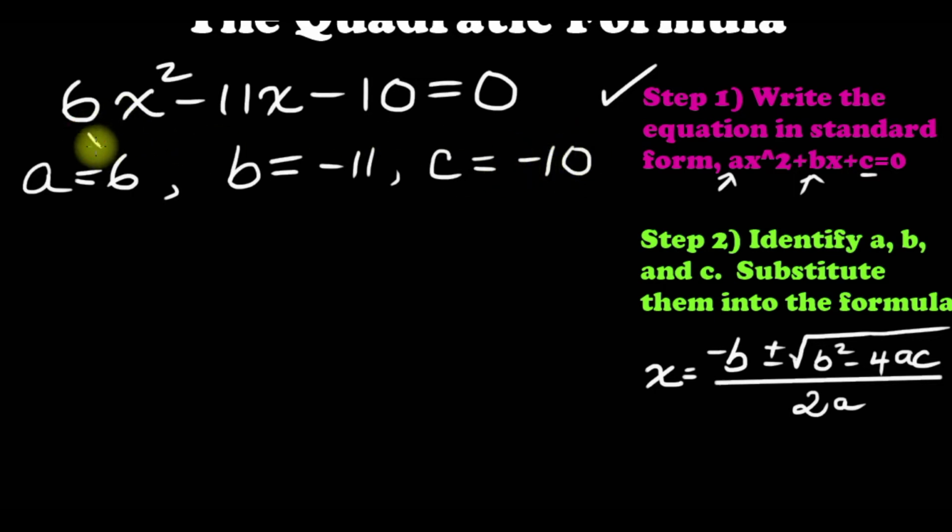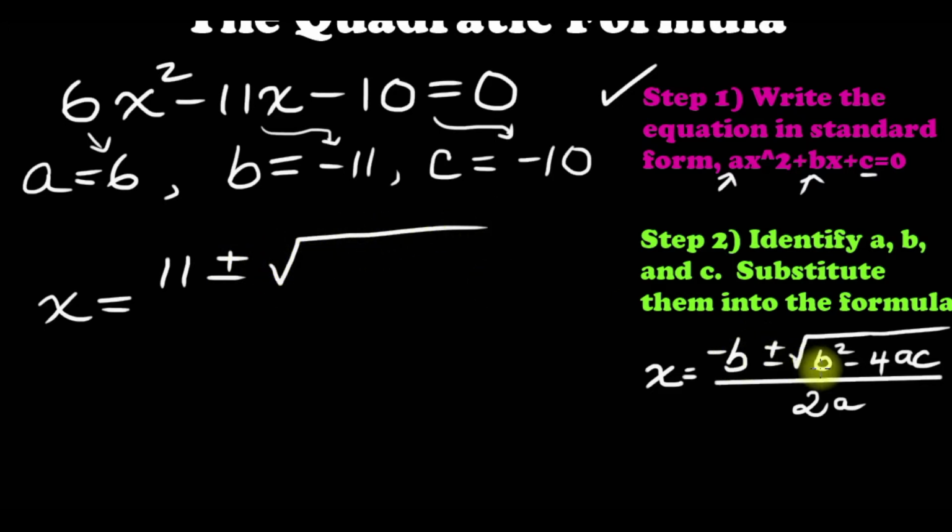A is the coefficient of x squared, B is the coefficient of x, and C is the constant. After you come up with your A, B, C, you're going to plug those numbers into the quadratic formula, and then you are going to simplify to come up with your solution for x. So the value of x using the quadratic formula is opposite of b. So negative b is the opposite of b. The opposite of negative 11 is positive 11. And then you have your plus or minus. And then the square root of b squared. So that's negative 11 squared.